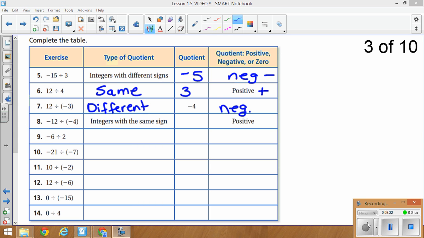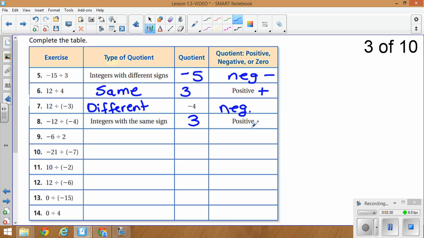So example number 8, negative 12 divided by negative 4. The signs are the same, so my solution is going to be positive, and the type of solution is positive. Number 9, negative 6 divided by 2. My signs are different. So since the signs are different, my solution will be negative, and my final answer is negative 3. Number 10, my signs are the same. Negative 21 divided by negative 7 is 3.